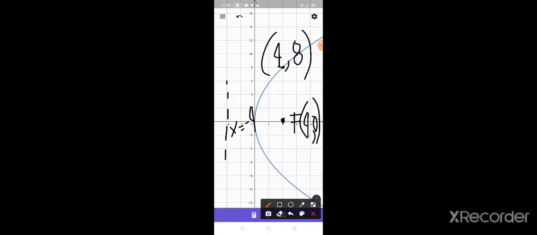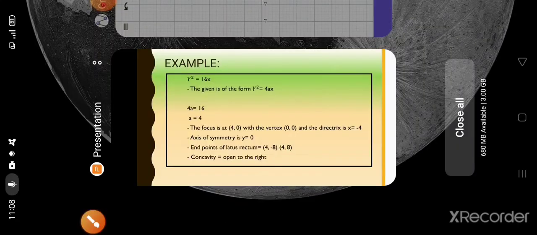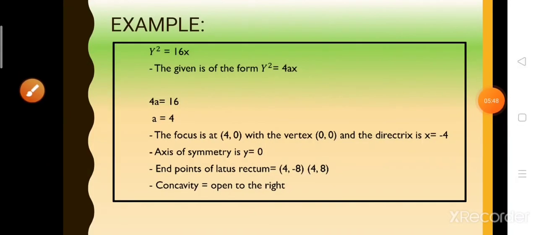and here we have (4, negative 8). So that's the graph of our example number 1, or the properties when the vertex is at the origin of the graph.